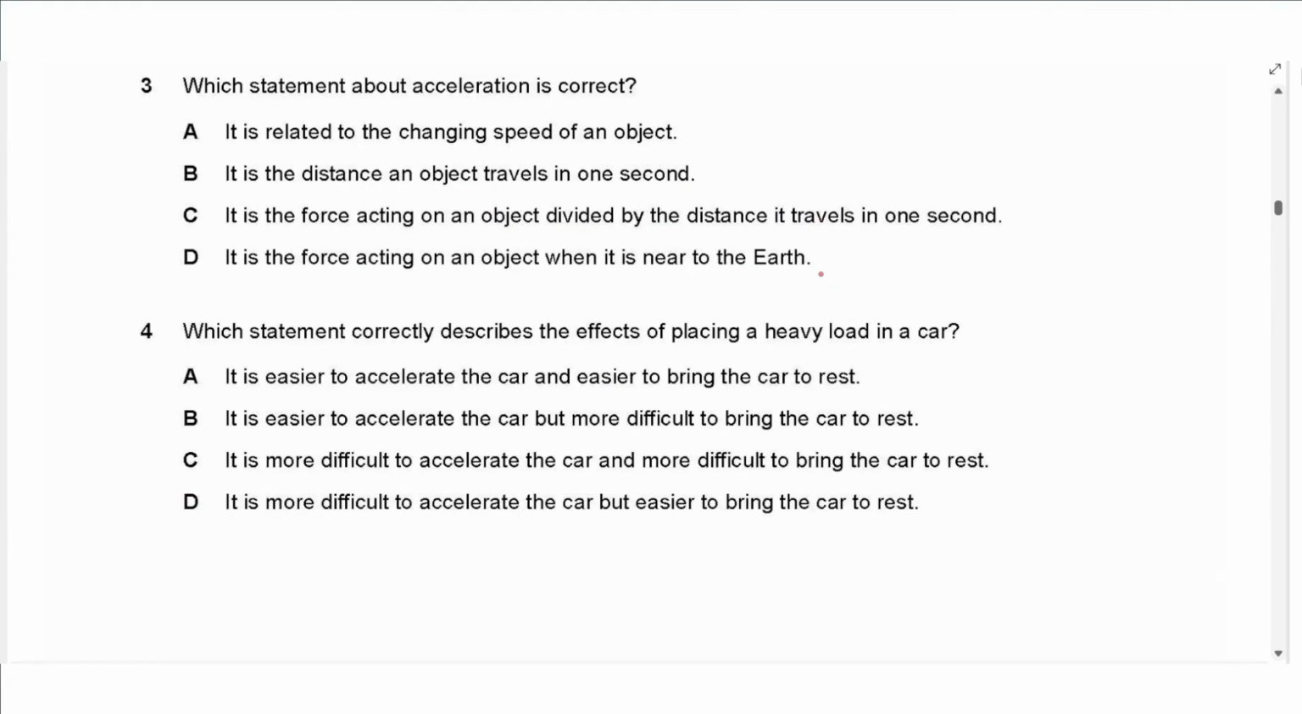Question 3 says, which statement about acceleration is correct? It is related to the changing speed of an object. Yes, it is, but we read the other sentences. It is the distance an object travels in 1 second, that is speed. It is a force acting on an object divided by distance. No. It is a force acting on an object when it is near the earth. Also no, so the answer is A.